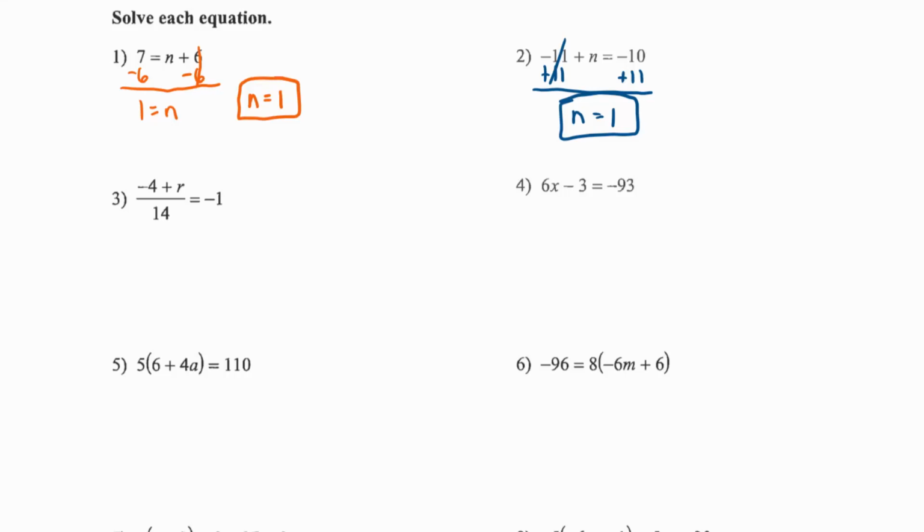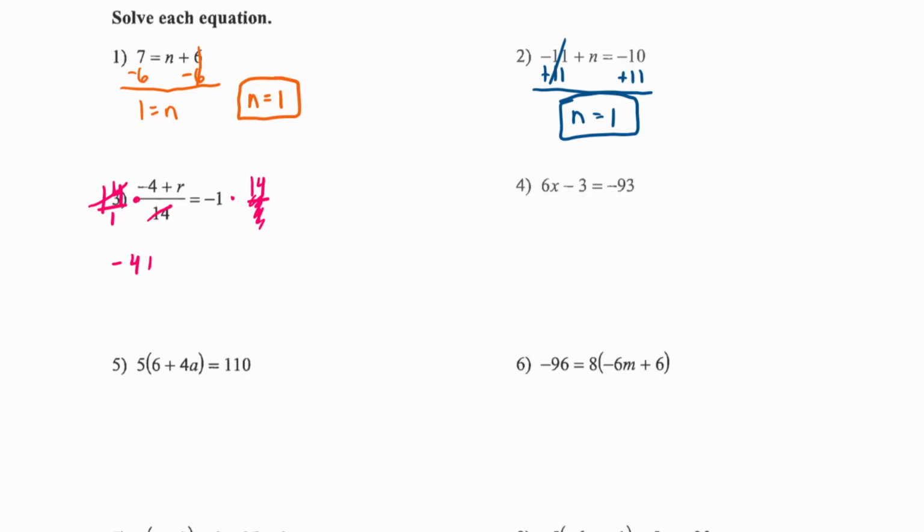Now, a lot of people get freaked out about fractions, but fractions are just a fancy way of saying division, or even actually kind of a nice way of saying division. If we are doing negative 4 plus r divided by 14, we can get rid of that divided by 14 simply by multiplying by 14 over 1. That would cancel this and this. But since it's an equation, if we do it on one side, we need to do it on the other. On the other side, where we're doing negative 1 times 14, we don't really need the over 1 anymore. We just need to think, what is negative 1 times 14?